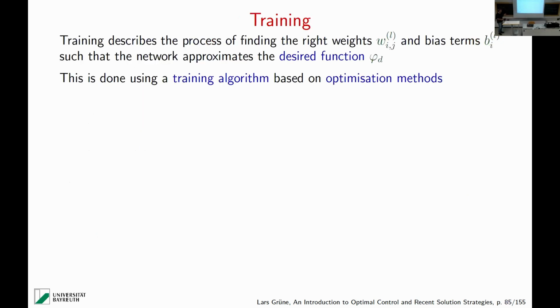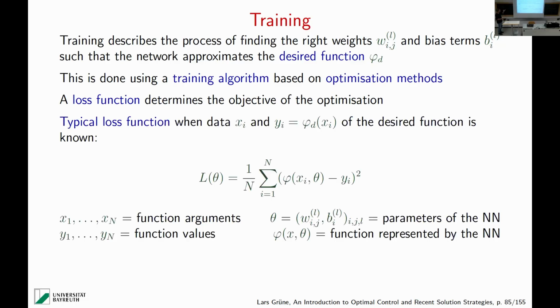Okay. In practice, of course, you somehow have to find the right weights and bias terms so that the network does what you want it to do. And the simplest task is that you have a given function and you would like the network to approximate that function, right? That's the simplest way. So let's call phi d, d for desired, the function that we would like to represent by the network. And then we need some training algorithm. That's what it's called. It's essentially iterative optimization. And for optimization, we need some objective, right? And the objective is what is called loss function in neural networks.